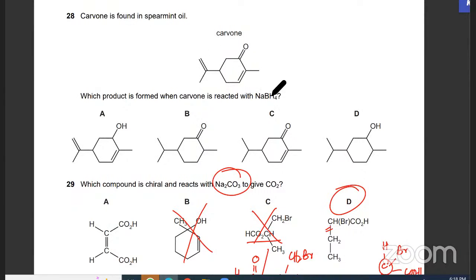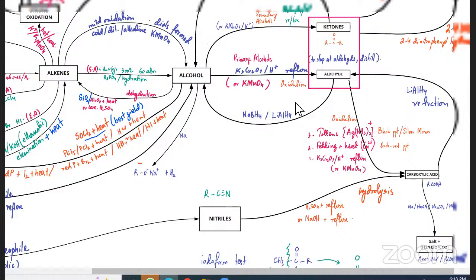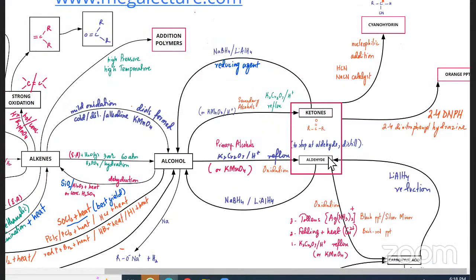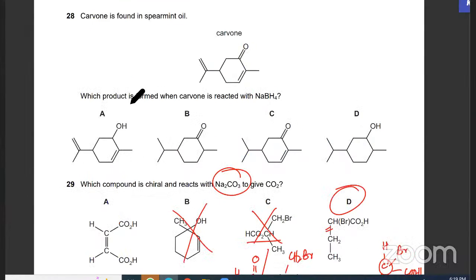The next one is what is formed when it reacts with NaBH4? So what is going to happen when it reacts with NaBH4? Reduction. So you get reduction. Your ketones and aldehydes will form an alcohol. So nothing else should happen. So it's going to be A, right? The ketone turns into an alcohol, and that's it. That is the only thing that's going to happen. Okay.